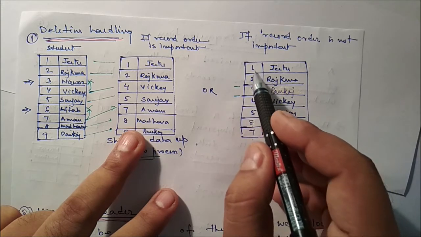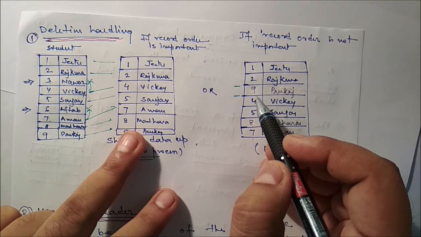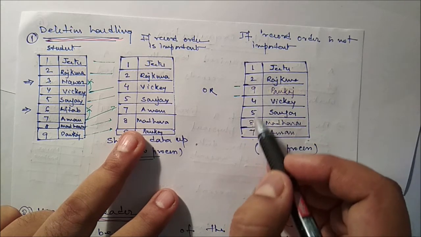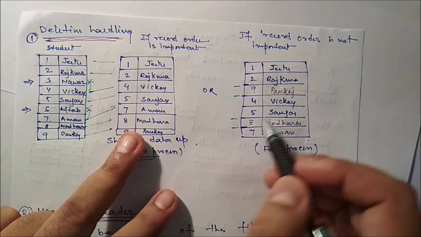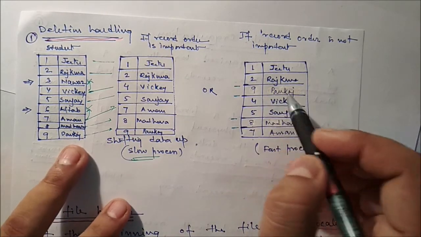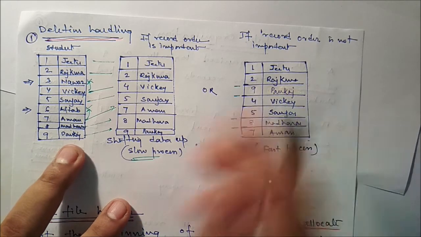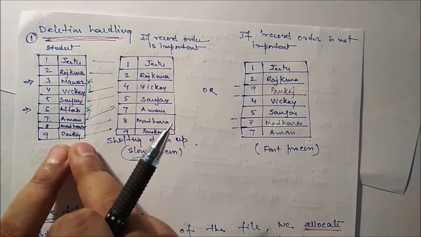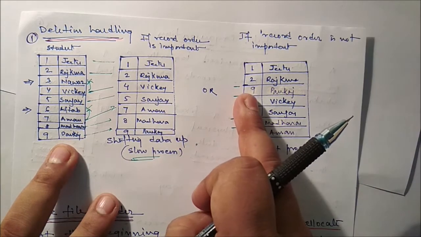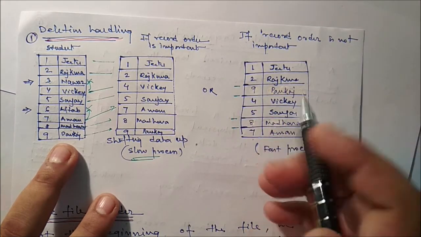Okay, so after 1, 2, 3, after 3 there is a vacant place, then after 4, 5 there is a vacant place. So what we can do, here is a vacant place, here we shall transfer the last record. So the last record is what? 9. So here you can store the last record. Are you getting this one?